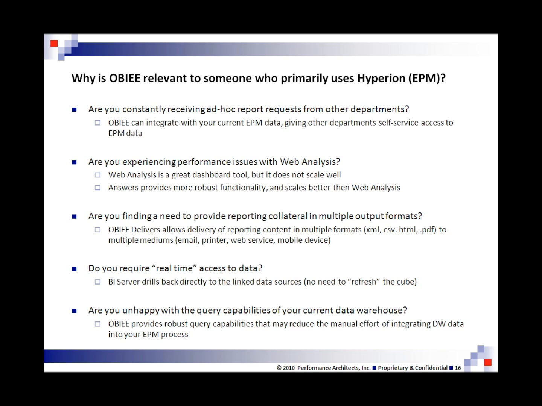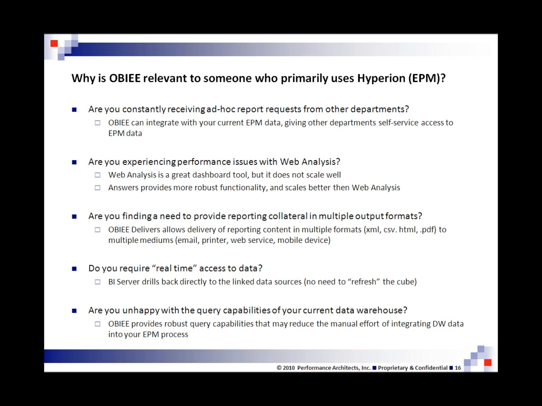Are you finding a need to provide reporting collateral in multiple formats? Web analysis and a lot of the Hyperion tools are pretty good at PDF and HTML, but they really don't go much further beyond that. OBI, as a rule, has support for all kinds of different formats, even the geekier ones, such as XML. Then there's obviously CSV, HTML, and PDF. And it also has the ability to send content to multiple delivery mediums, such as emails, printers, web services, and mobile devices, which is extremely important if you have a mobile workforce. If you build reporting collateral on financial reports, it's very difficult to send it to a BlackBerry, whereas OBI has some of that native functionality built in.